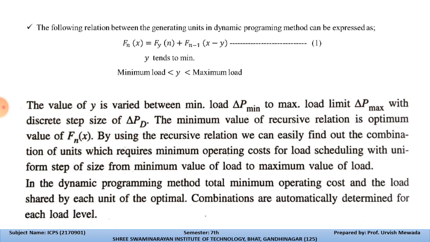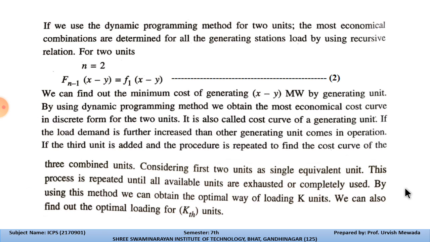If we use the dynamic programming method for two units, here n is equal to 2, the most economical combinations are determined for all the load levels by using the recursive relation. This is the relation for two units, and we can find the minimum cost of generation, with x minus y megawatt by the generating unit. By using the dynamic programming method, we obtain the most economical cost curve in a discrete form for two units.